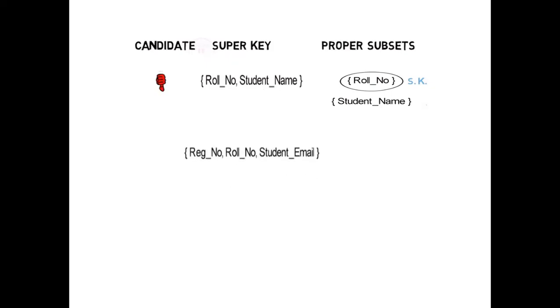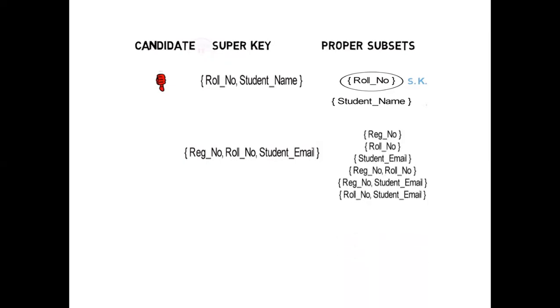Next, we will see the combination of three elements, that is the registration number, roll number, and the student email. What are the proper subsets? Here there are three elements. By excluding one, it becomes a two-attribute group. And within a two-attribute combination, the possible proper subsets will be like this: individual ones, registration number, roll number, student email. And within combinations of two, we again get three sets.